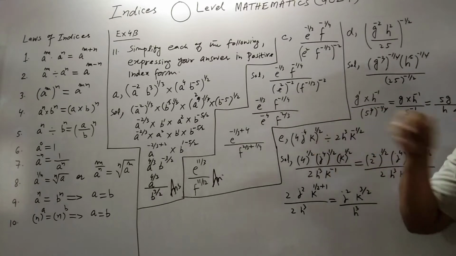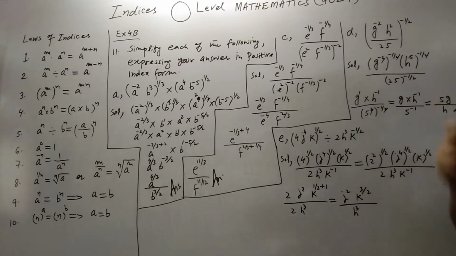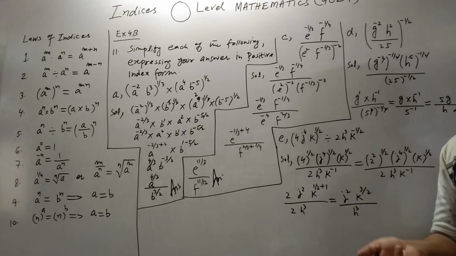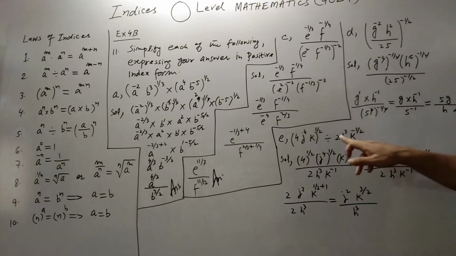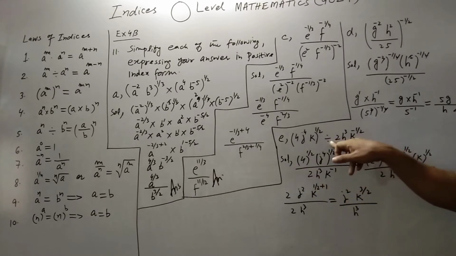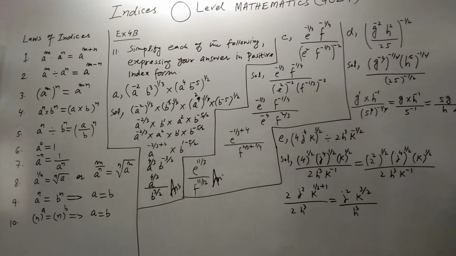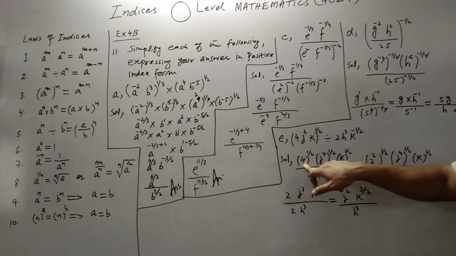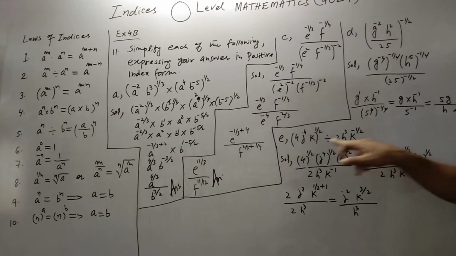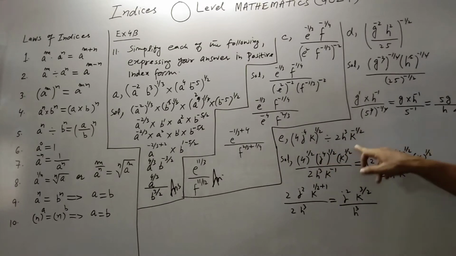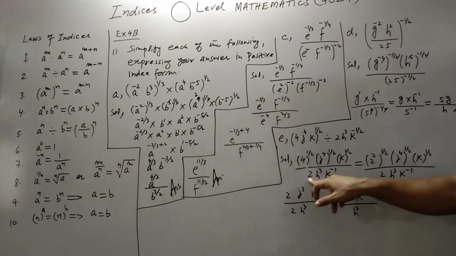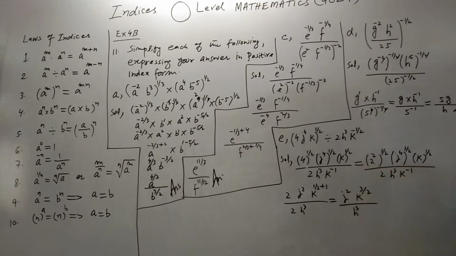Divide means upon. You can write divide sign, or you can write oblique sign, or you can write upon sign. All are same. So I write upon instead of divide sign. This is 2h cube k minus 1. The next step is, this is 4, so we can write 4 is 2 square and whole power is 1 upon 2. This is j to the 4 to the 1 upon 2. This is k to the 1 upon 2. This is 2h cube k to the power minus 1.